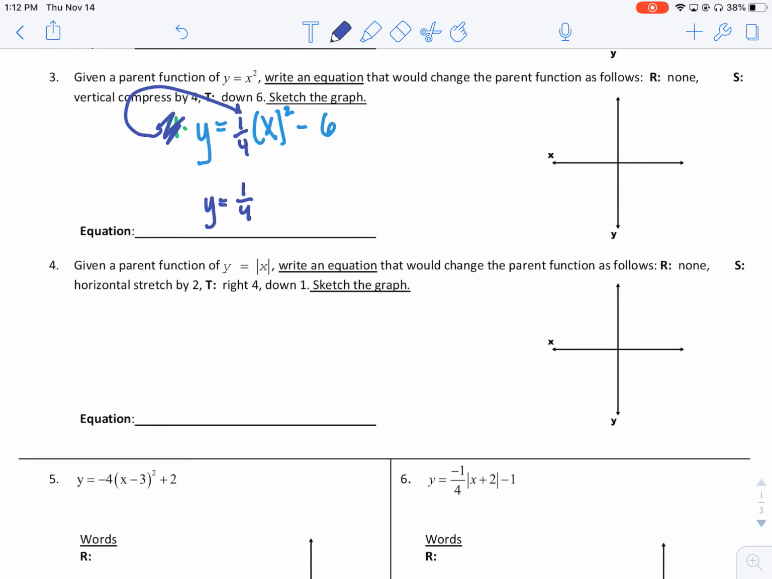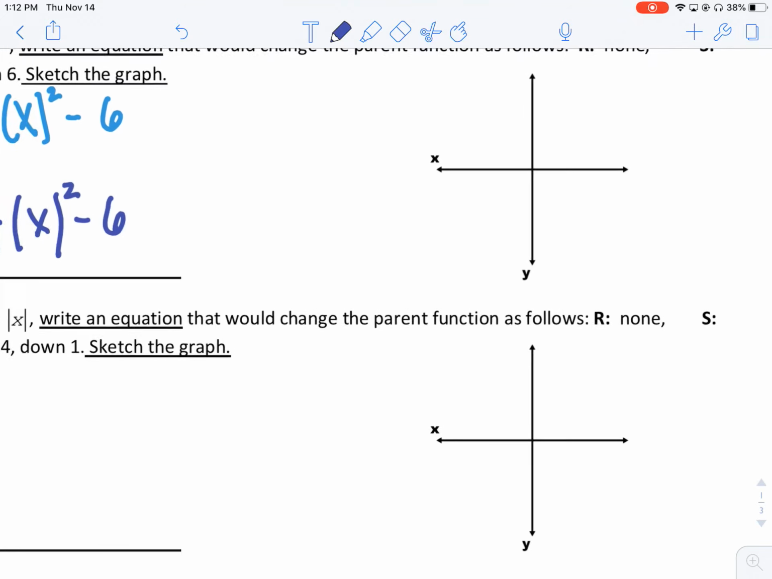This would be 1/4 outside of the parentheses, x squared. Technically, you don't need the parentheses, but I think it's good practice to have them in there. And then minus 6. So on this one, it's going to go down 6, and it's going to be vertically compressed, which is going to make it wider.